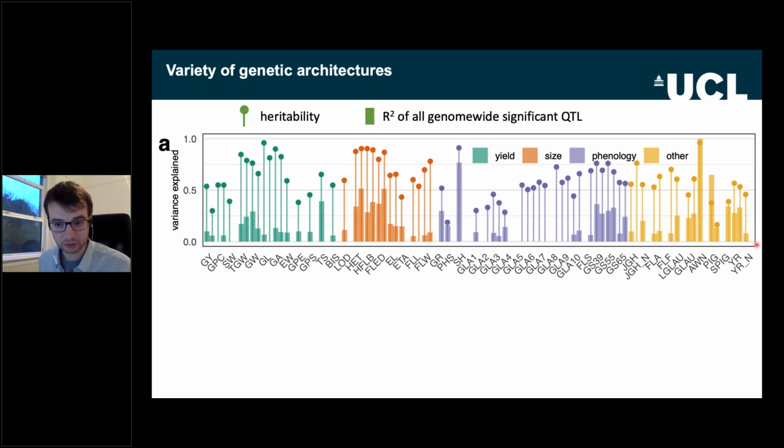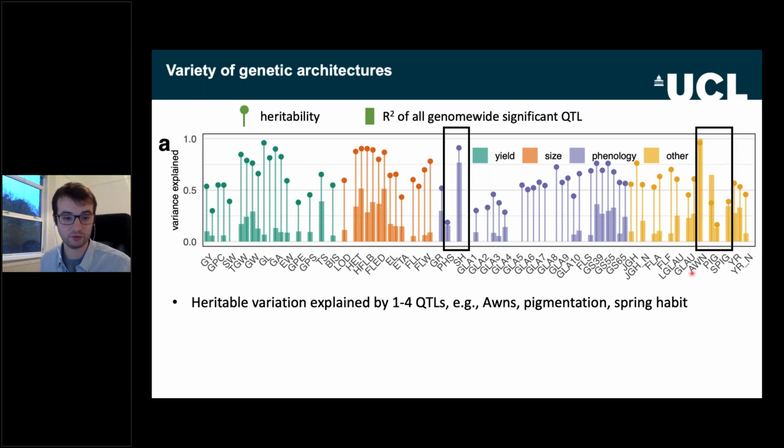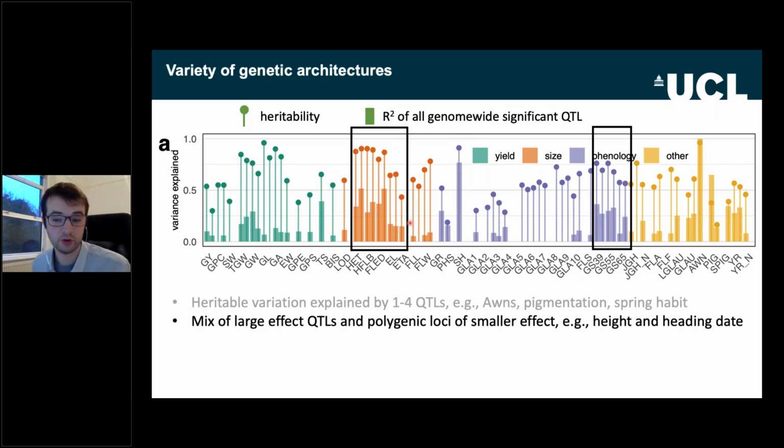So across different measurements, we can see a range of genetic architectures. So I'm highlighting here, for some traits, almost all the heritable variation is accounted for by a small number of genome-wide significant loci. So for example, the presence of awns, some pigmentation measurements, vernalization requirement, that's spring habit, and this is pre-harvest sprouting score, are traits like that. And there are some other traits where there are QTLs of a large effect, but also a reasonable amount of heritable variation that's not accounted for by the genome-wide significant QTL. So that's the case for example, height and some flowering time measurements.